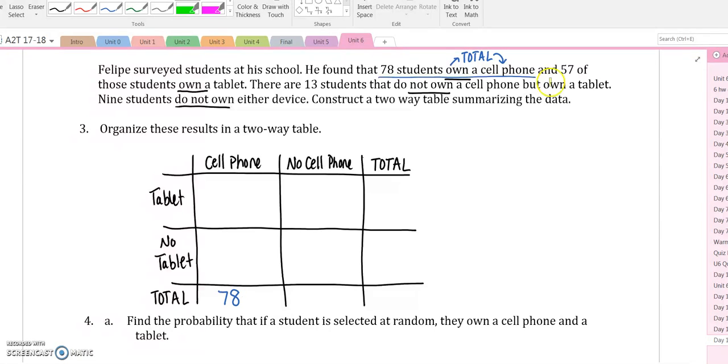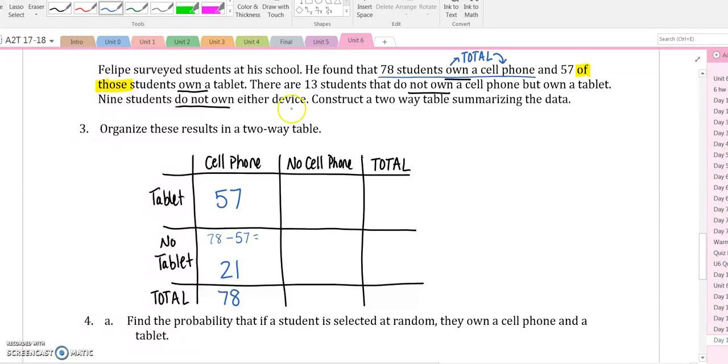And then this is where it gets tricky. It says 57 of those students. So of the 78, 57 of them also own a tablet. So now I'd put 57 here. And then just by subtracting, we can get this number here, right? 78 minus 57. That'll be 21, so that'll be the number there.